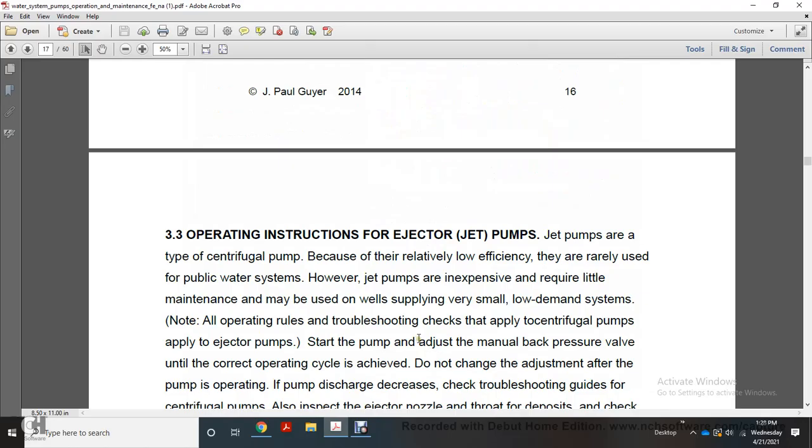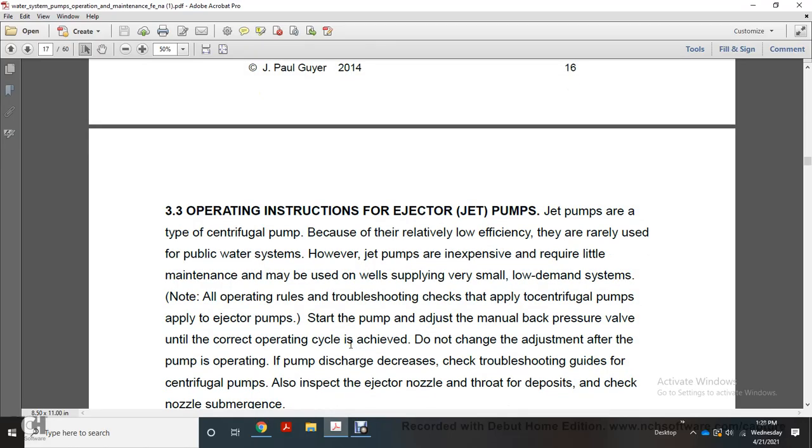Alright, 3.3 operating instructions for ejector jet pumps. Jet pumps are a type of centrifugal pump. Because they are relatively inefficient, they are rarely used for public water systems. Jet pumps require little maintenance and may even work well supplying a very small, low demand system. All operating rules and troubleshooting checks that apply to centrifugal pumps apply to ejector pumps.